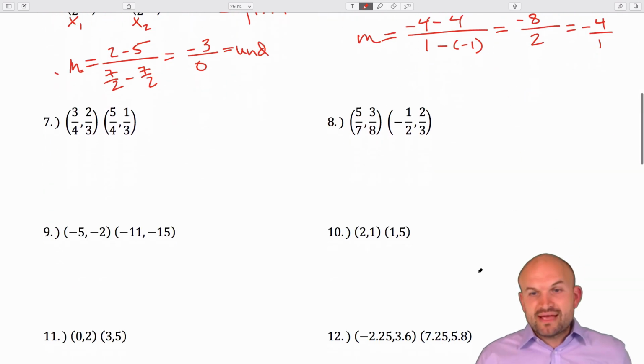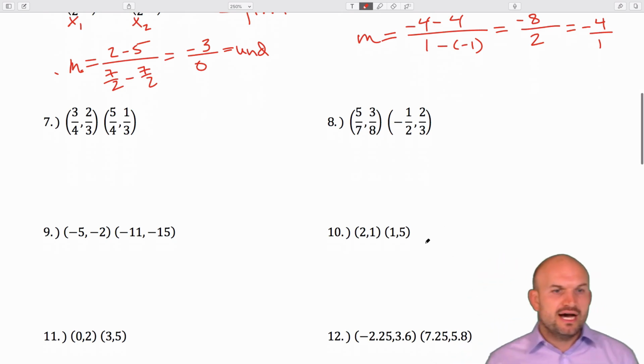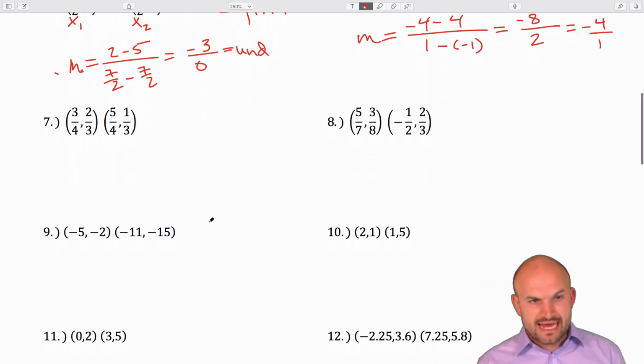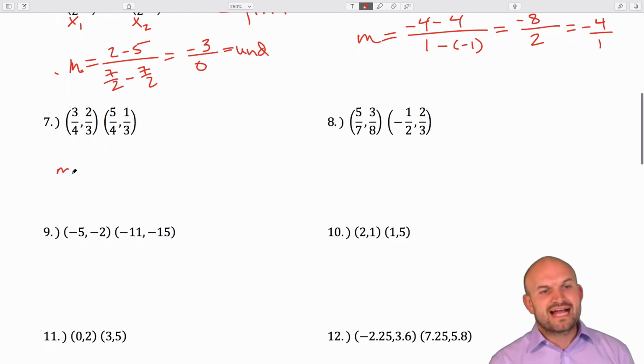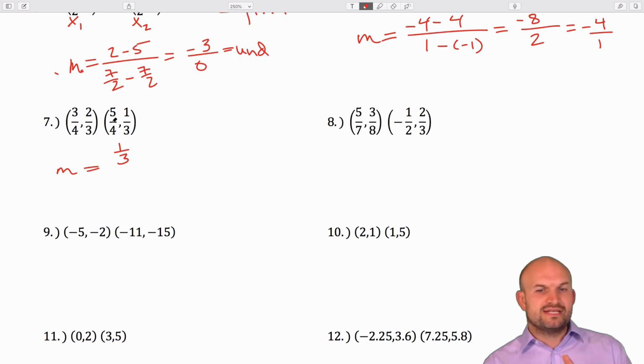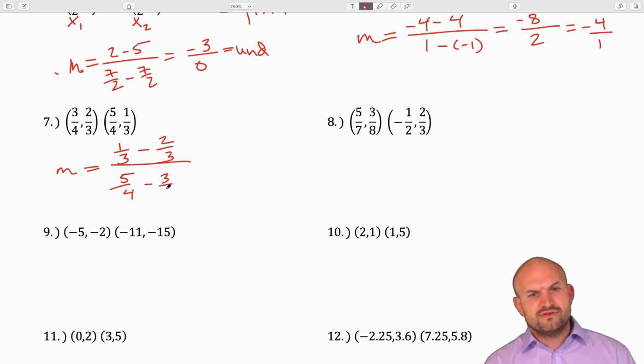All right, so now we have a problem that does not seem too fun. It has fractions without common denominators. So the first thing you'd recognize, though, if I'm subtracting my y coordinates and my x coordinates, they both actually do have common denominators. So this one's actually not as bad as I was initially thinking. So again, I'm always treating the second point here as my x2, y2, and here's my x1, y1. So I have 1/3 minus 2/3. And here I have 5/4 minus 3/4.